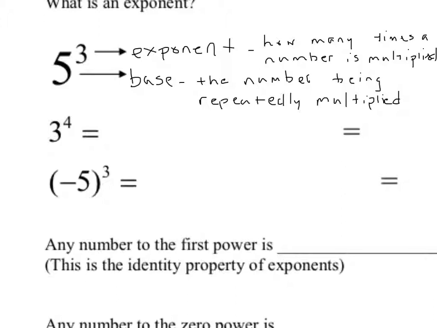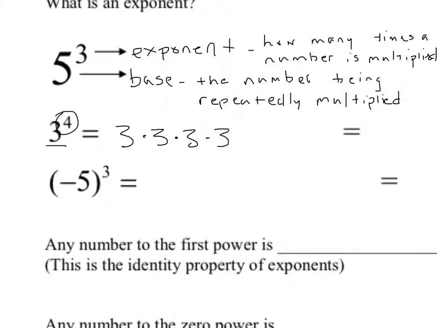All right. So when we look at 3 to the 4th power, we can write this out in what we call expanded form. That means we're simply going to take the 3 to the 4th power, and write out what multiplication that represents. So the base tells me what is being repeatedly multiplied. In this case, it's 3. And the exponent tells me how many times. So it's going to be 3 times 3 times 3 times 3. And I have 4 3s because the exponent tells me to repeatedly multiply 3 four times.